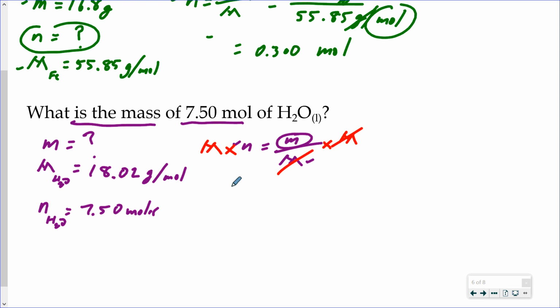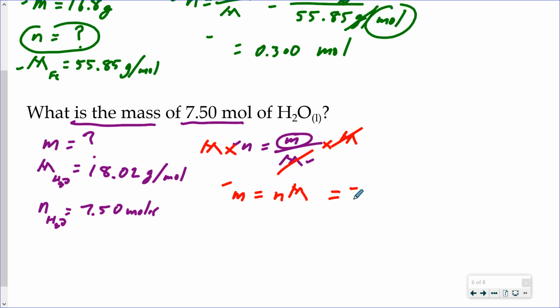I'm just going to put mass over on the left-hand side because that's what we're solving for. And I'm going to put the molar mass and the number of moles over on the right-hand side, and I've rearranged the equation to solve for what we're looking for. So now I'm going to plug the numbers in.